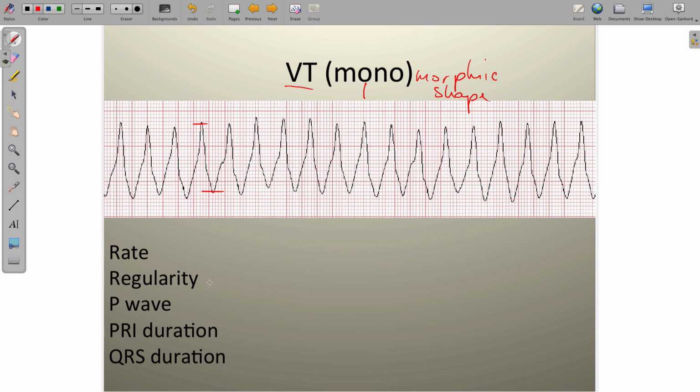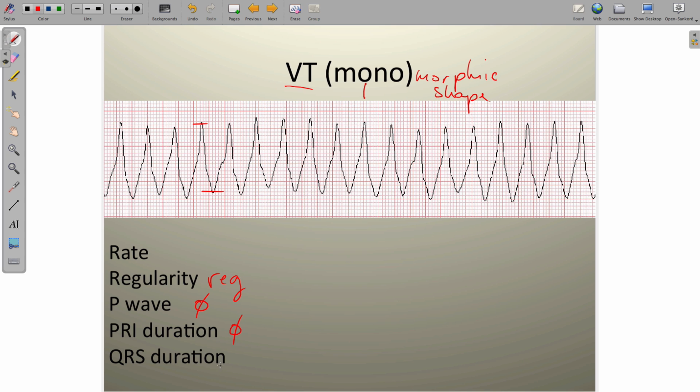So let's take a look at this. The characteristic findings of VTAC: the regularity is extremely regular. No P waves for now. We're going to talk more about dissociation of P waves, and we'll talk about AV dissociation later. I don't want to confuse things for now. We're going to call this an absence of P waves, and therefore an absence of PR intervals.